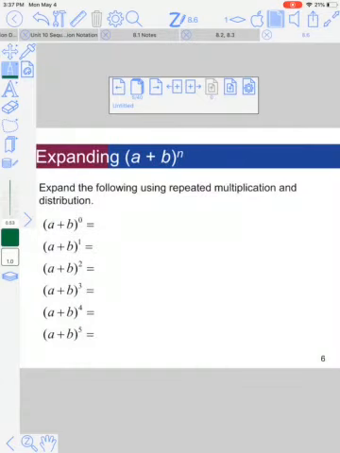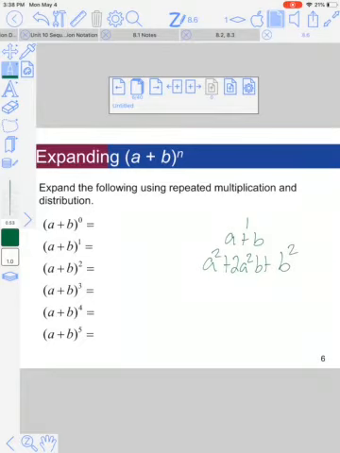In other words, what if I wanted to do these first 5? Well, anything to the 0 power, you know to be 1. So you got that one down. (a + b) to the 1, that one's pretty easy. That's just a plus b. We just did (a + b) squared, so that was a squared plus 2ab plus b squared.